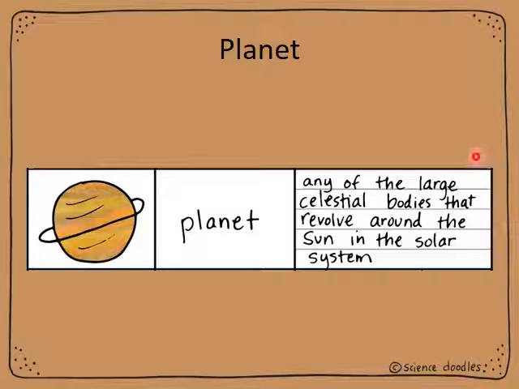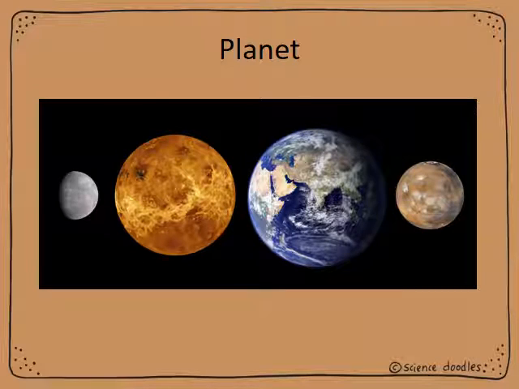Planet, any of the large celestial bodies that revolve around the sun in the solar system. So these are large bodies. They don't have any other large object near them. The biggest thing they could have in their neighborhood would be a moon. They are spherical, so they are shaped like a ball, and they revolve around something larger. Its definition does say that it has to be in our solar system, and that is not necessarily the case. Planets revolve around stars all over the universe. So here we have Mercury, Venus, Earth, and Mars.